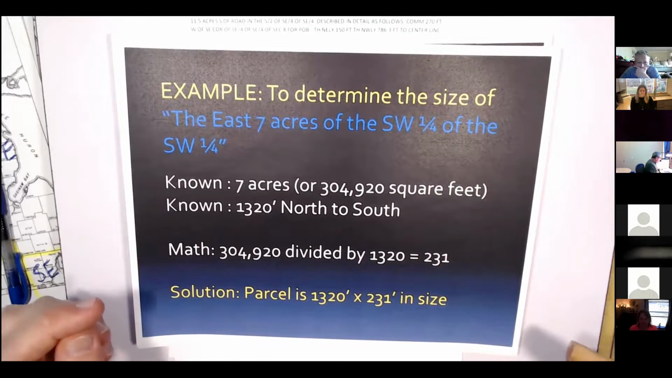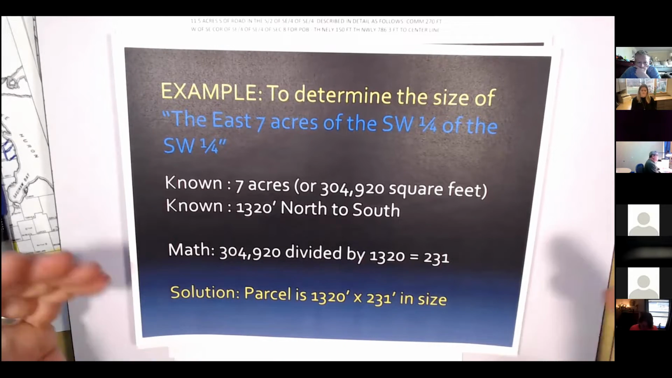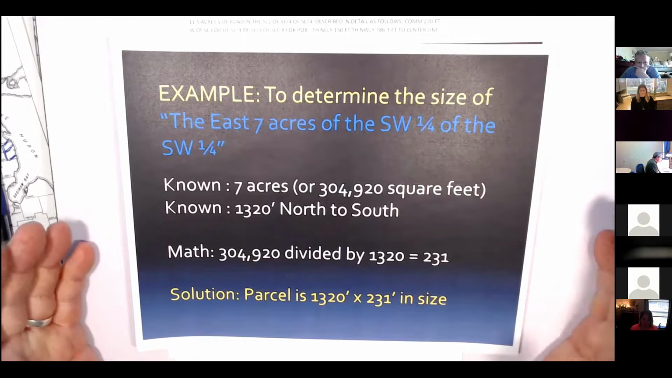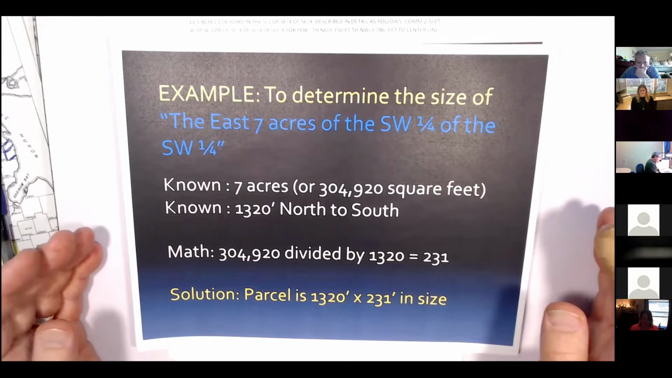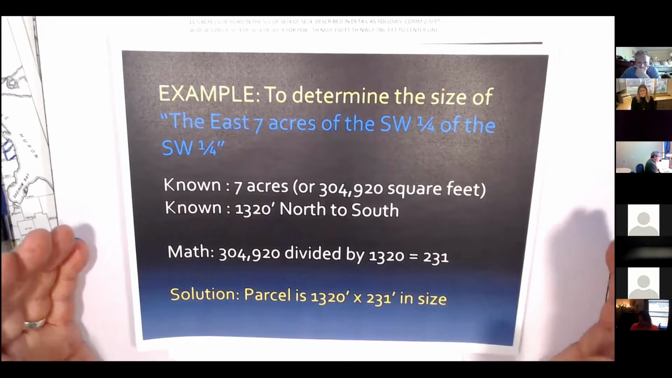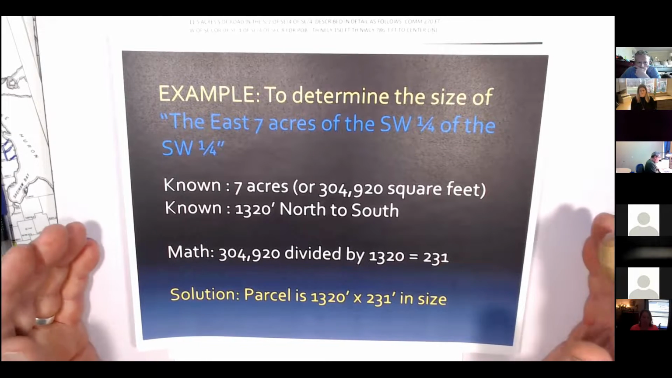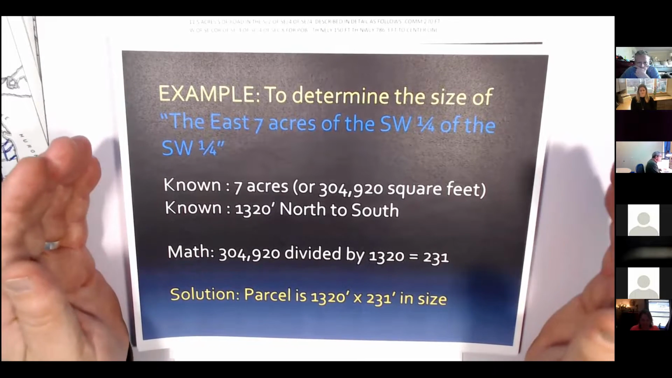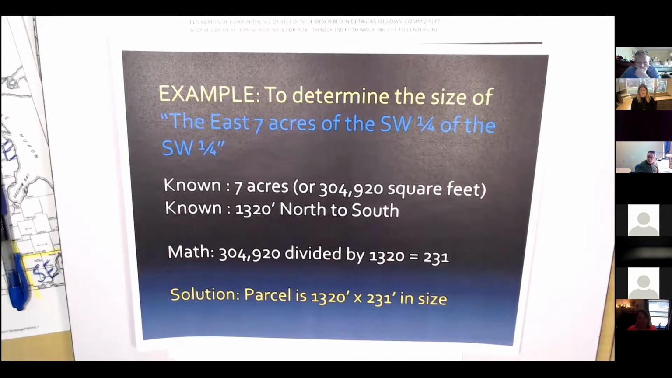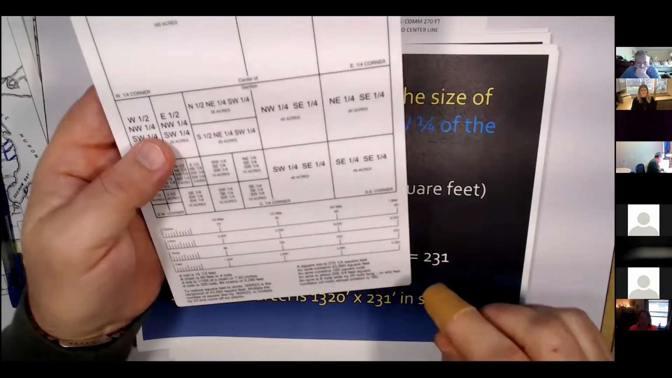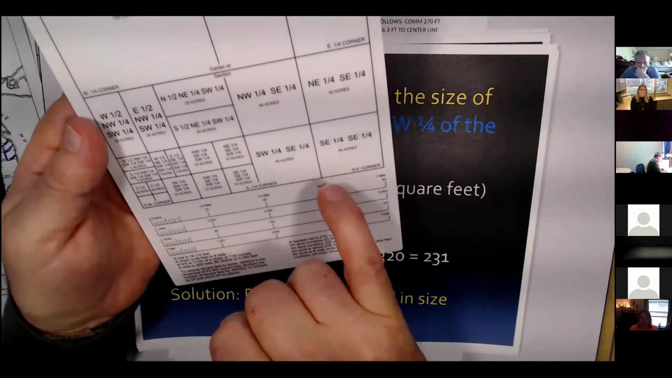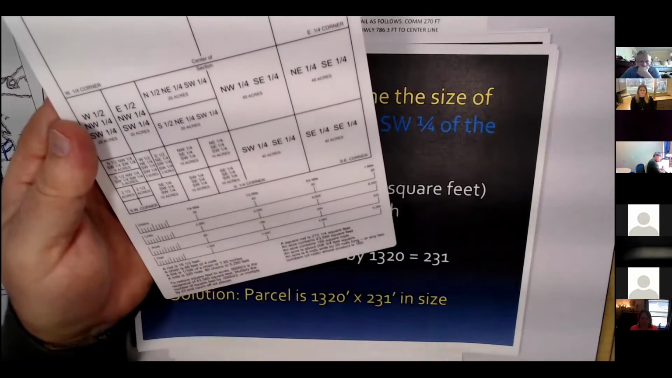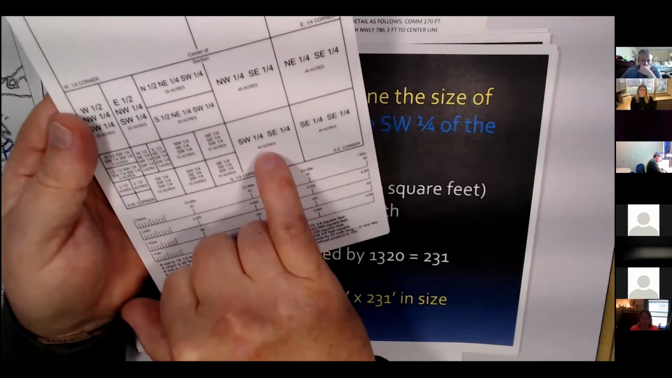I touched a little bit on this a couple seconds ago. Let's say that you run into a description that says that a piece is the east 7 acres of the southwest of the southwest. Well, you know that the southwest quarter, the southwest of the southwest, you know by looking at this, would be the same size as the southwest of the southeast. You're dealing with a quarter, and unless it's a fractional section, that's 40 acres.